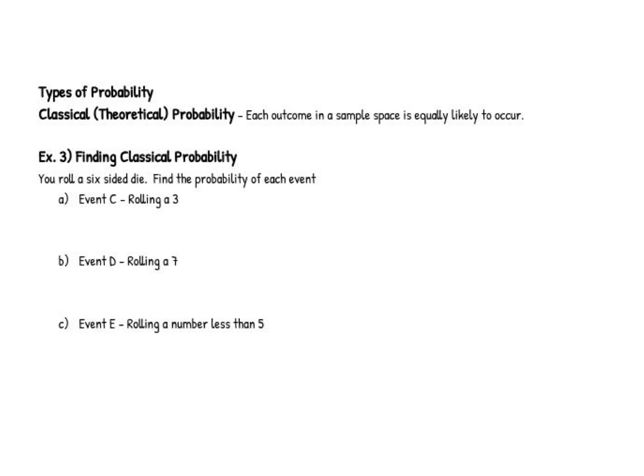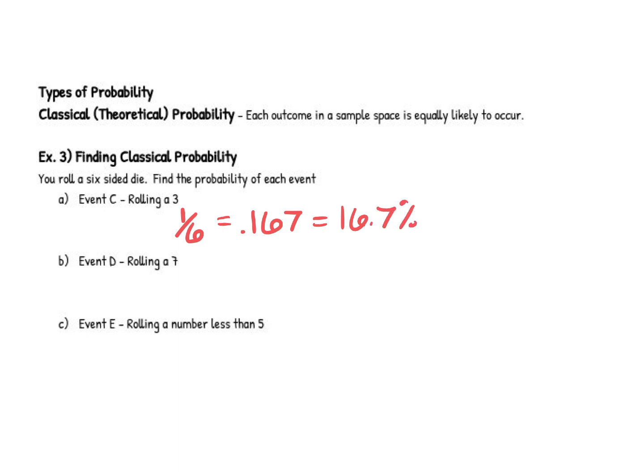So example 3, finding classical probability. You roll a 6-sided die, find the probability of each event. So the event of rolling a 3. On a 6-sided die, there is 1 three, and there are 6 different ways that the die can land. So 1 in 6 times, you can roll a 3. And you can leave it as that 1/6. You can write it as a decimal, or you can write it as a percentage.